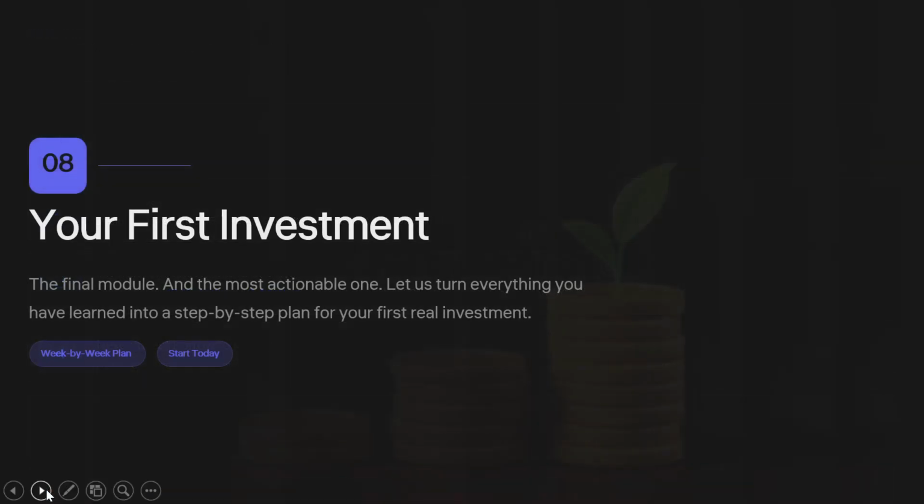Let us move to the next module, your first investment, the final module, and the most actionable one. Let us turn everything you have learned into a step by step plan for your first real investment.